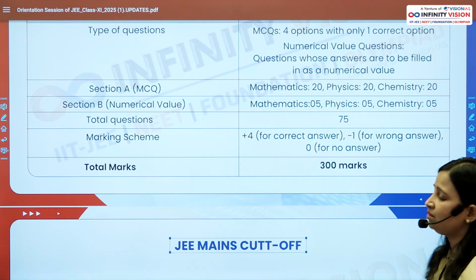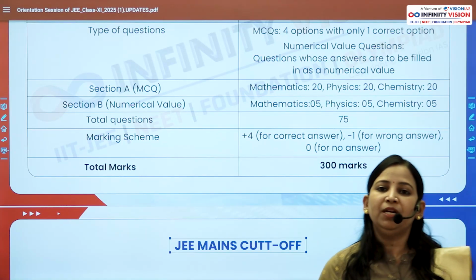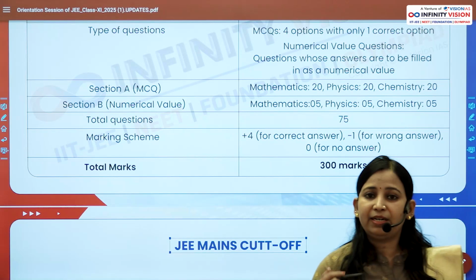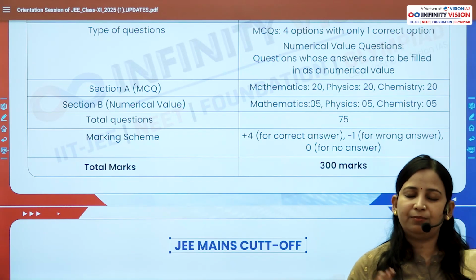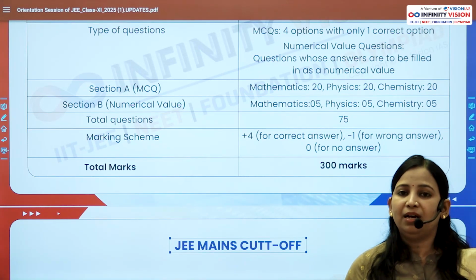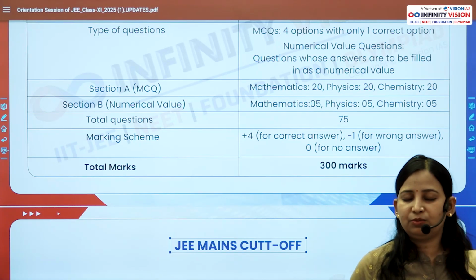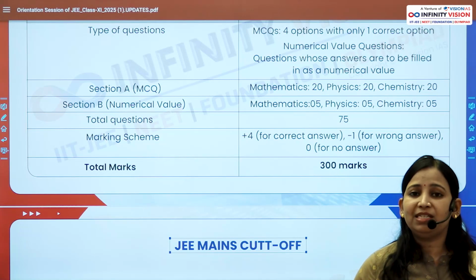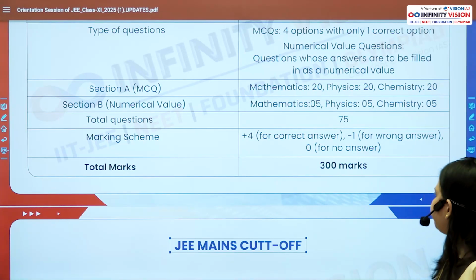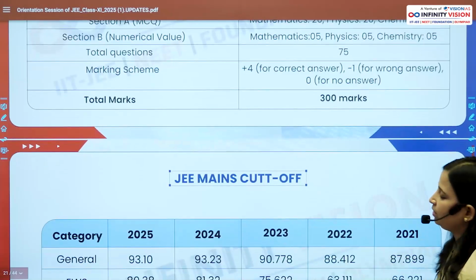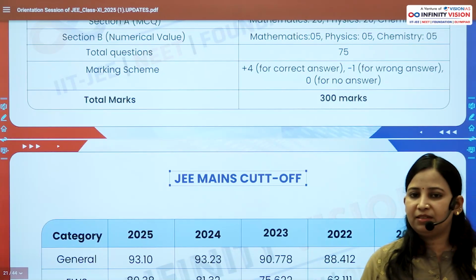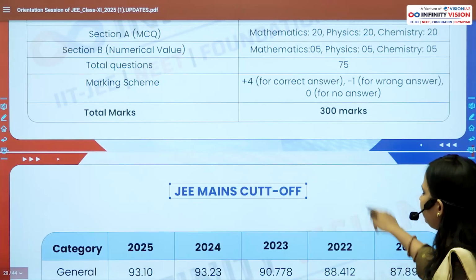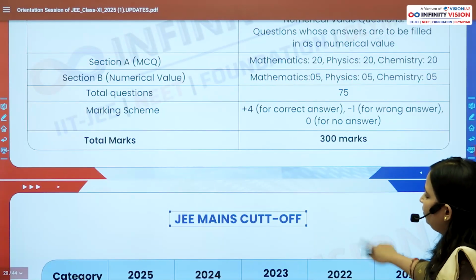The marking scheme is: there is +4 marks if you answer a question correctly. If you mark the correct option for a question, you will get +4 marks, and if you mark a wrong option for that question, then -1 marks will be deducted. And if you do not attempt the question, no marks will be deducted. You will be assigned 0 marks for that. Okay, total marks is 300. Each question is of 4 marks.